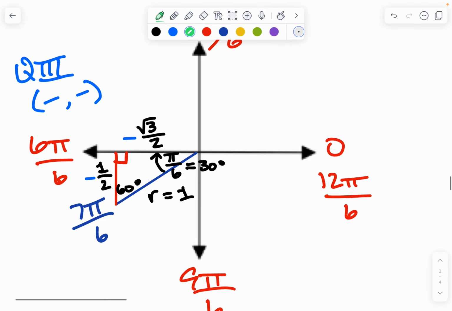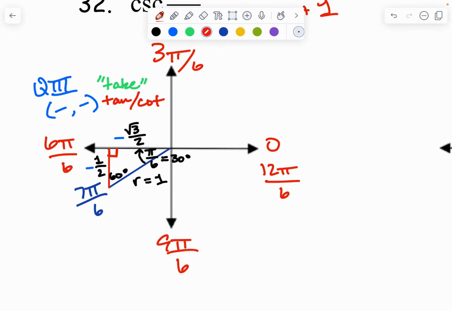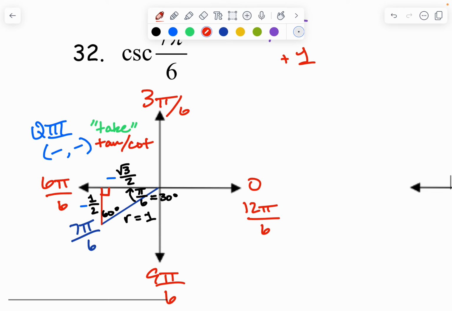And then also, if you remember, all students take calculus. This is my take quadrant, which means tan and cotan are my only positive trig functions. Now here I'm looking for cosecant. That's not tangent or cotangent, so I'm expecting to get a negative answer. And like we said earlier, cosecant is the inverse of sine, so it's r over y.